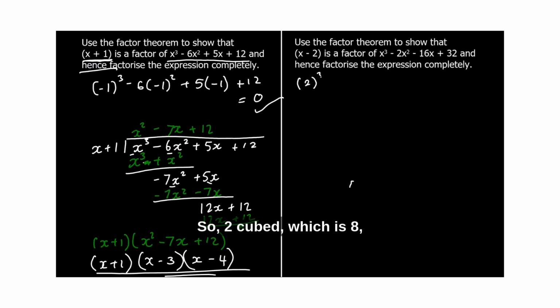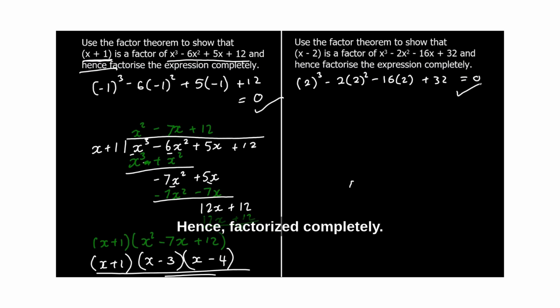So 2 cubed, which is 8, minus 2 times 2 squared, that's 8 minus 8, which is 0, minus 16 twos, minus 32, plus 32. That does equal 0, so it is a factor. Hence factorise completely, so let's divide by the x minus 2.